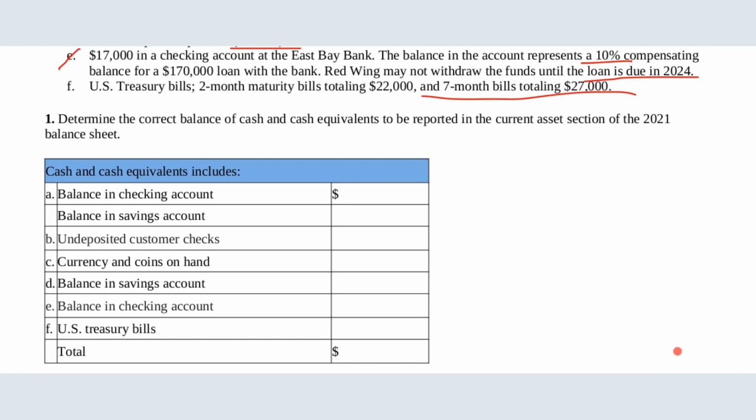We're going to have our checking, right, 14,200. We're going to have our savings. We're going to have the undeposited checks. We're just holding those on hand. Any petty cash that we have, and then Treasury bills that are 3 months or less. Okay, so that will be pretty much the answer for that assignment.